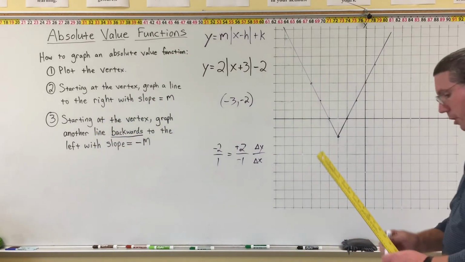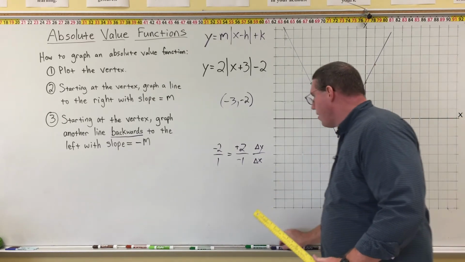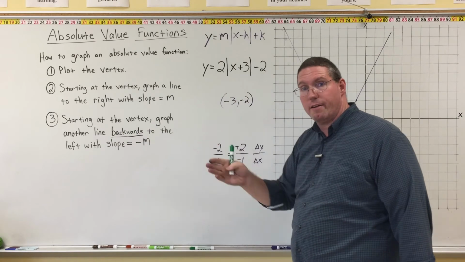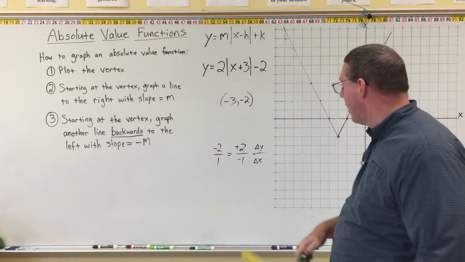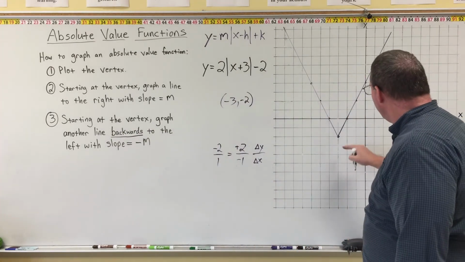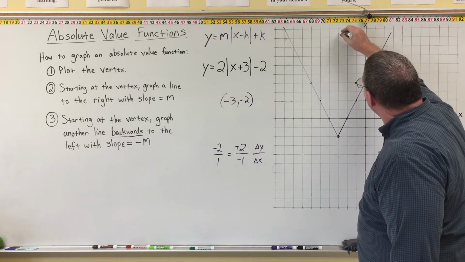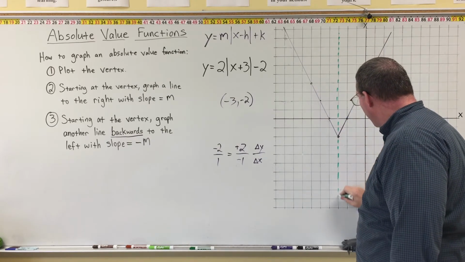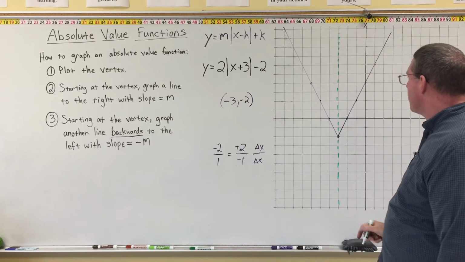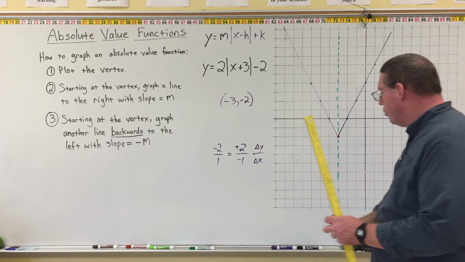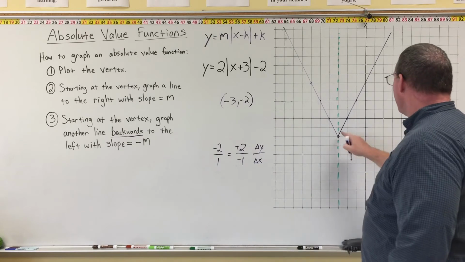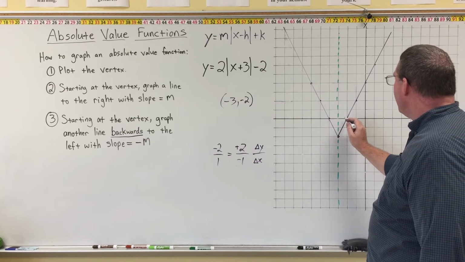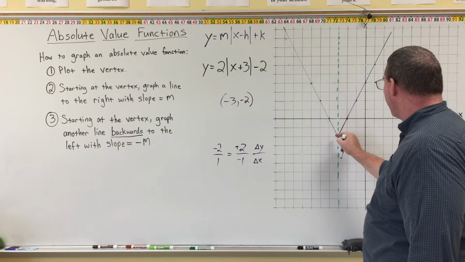Now, I do want to point something out to you. Let's say that you're not very good at this step 3. You're having a hard time doing the negative slope or the opposite slope backwards. One of the things that you could do, see where the vertex is? You could draw a vertical dashed line at the vertex. That's called the axis of symmetry. And what you can do then is, for every one of these points that you plotted over to the right, you can go an equal distance to the other side of the axis of symmetry.